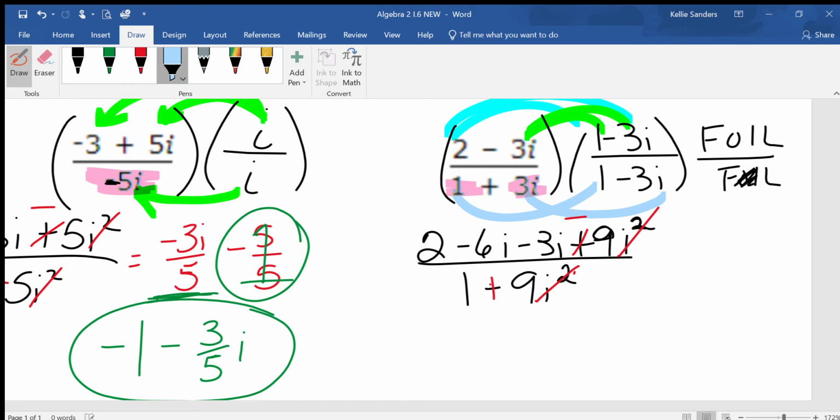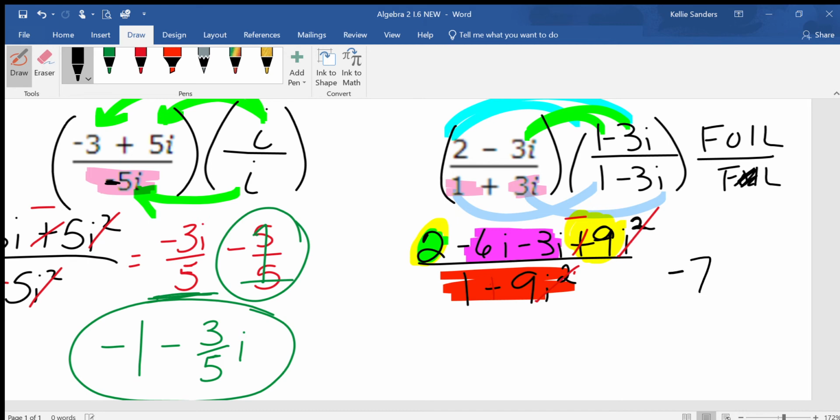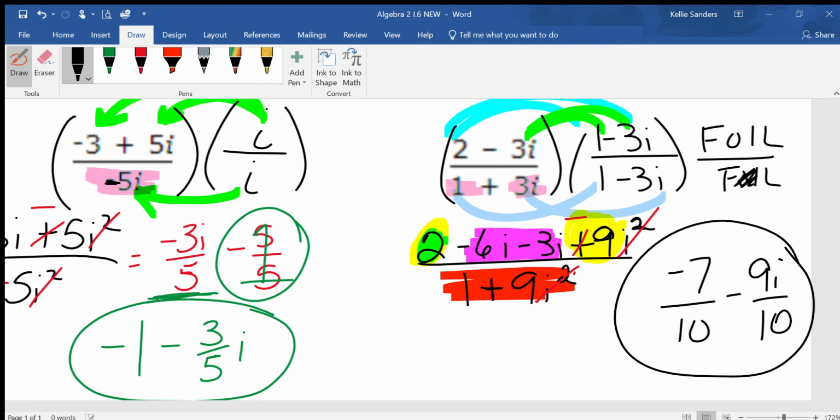So then, real number to real number, which is negative. Imaginary to imaginary, real to real. 2 minus 9 is negative 7 over 10, because that's a plus and that right there. Negative 6 and a negative 3 on top is negative 9i over 10. The 7 over 10 does not reduce, the 9 over 10 does not reduce, so that would be your answer.